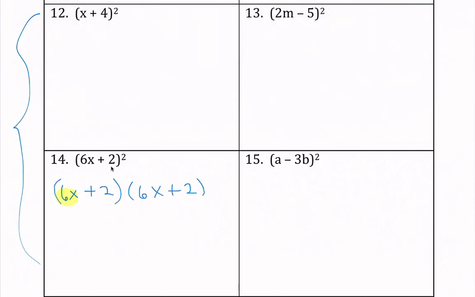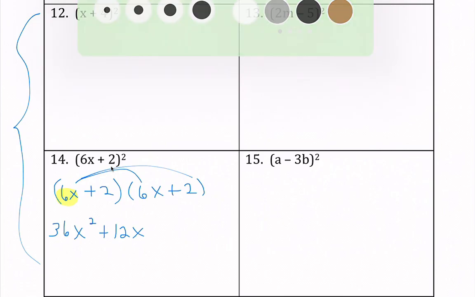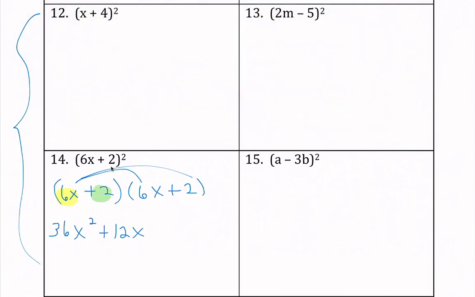I'm going to multiply by this 6x. 6x times 6x is 36x squared. Then I take 6x and I multiply by 2. That's going to give me a positive 12x. So now I'm going to move on to multiply by 2. 2 times 6x is a positive 12x. And then 2 times 2 is a positive 4.